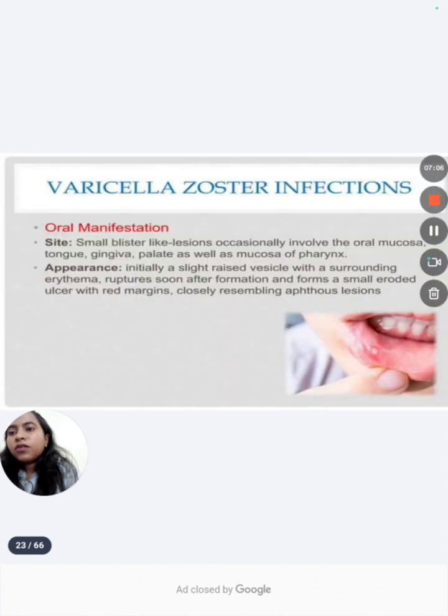Oral manifestations: small blister-like lesions occasionally involve the oral mucosa, tongue, gingiva, palate, as well as the mucosa of the pharynx. Appearance: initially slightly raised vesicles with surrounding edema, which rupture soon after formation and form small eroded ulcers with red margins, closely resembling the epidermal lesion.